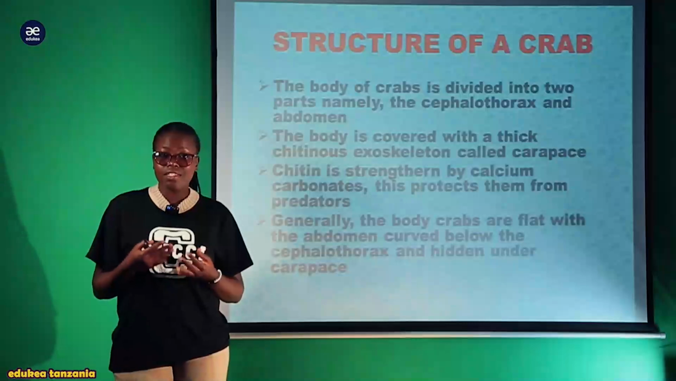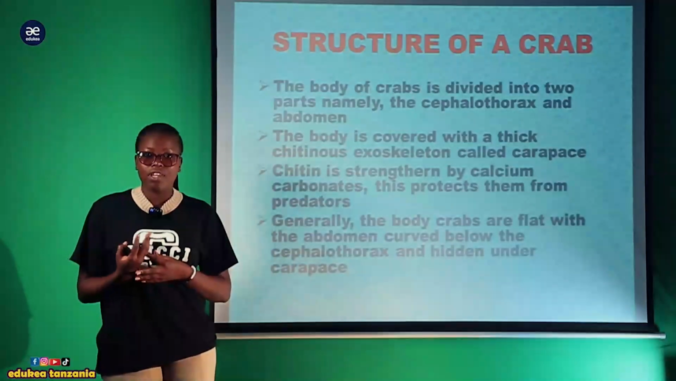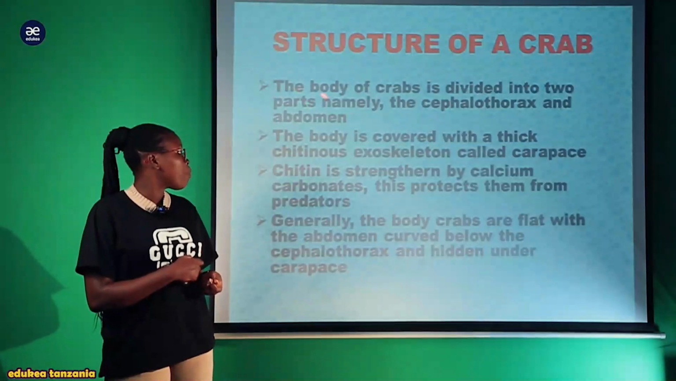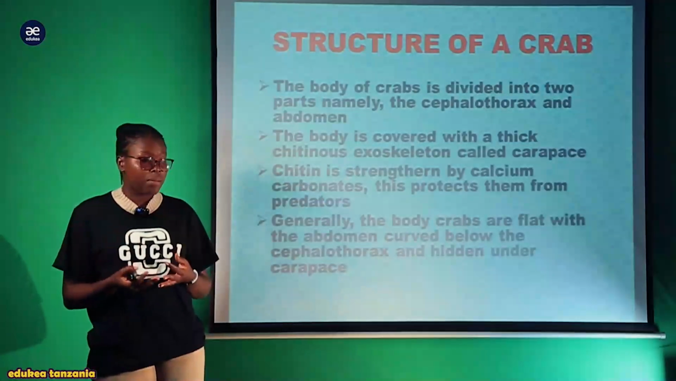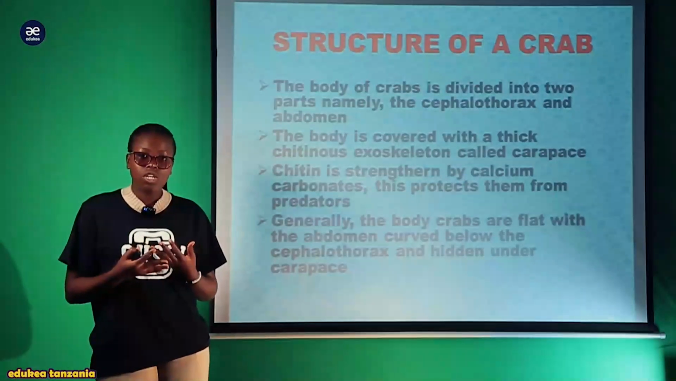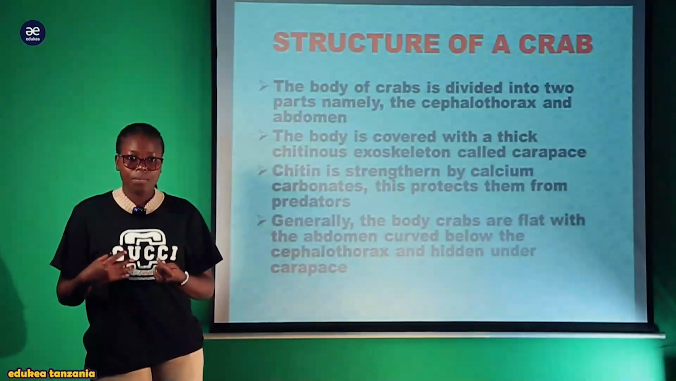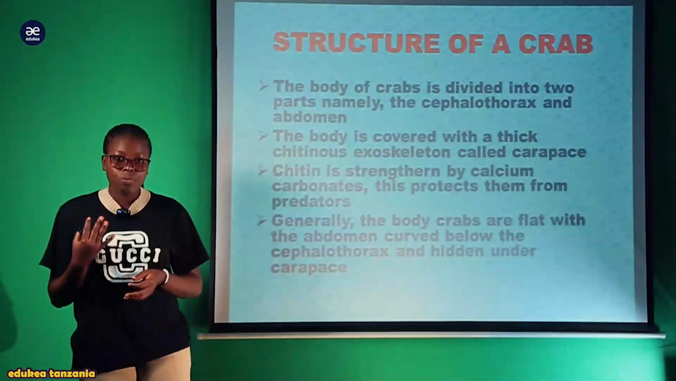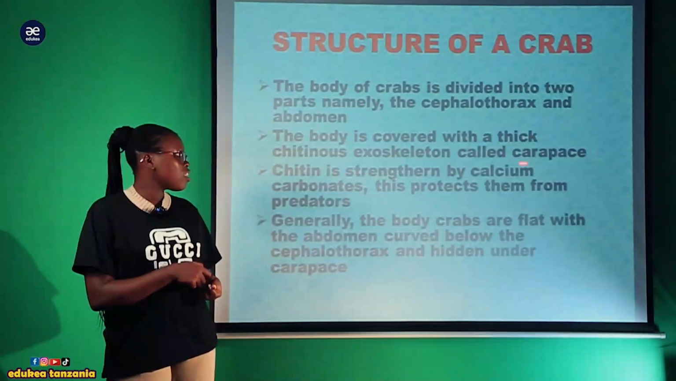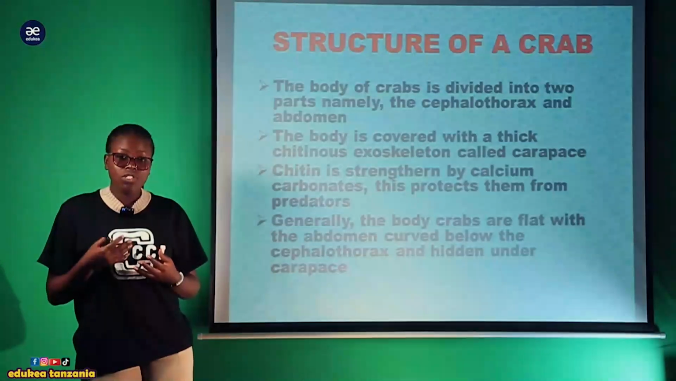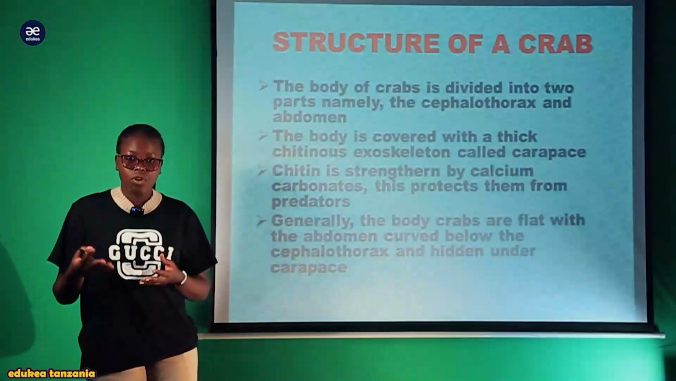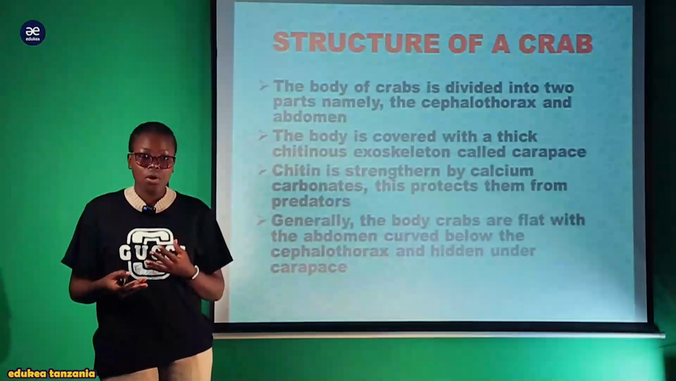Now let us discuss the structure of the crab as one of the representative members of the class Crustacea. The body of the crab is divided into two tagmata, the cephalothorax and the abdomen, where the cephalothorax is formed by the fusion of the head and the thorax. So they are made up of two body parts. The body is covered with a thick chitinous exoskeleton called the carapace, which covers their body for protection of the internal delicate organs.